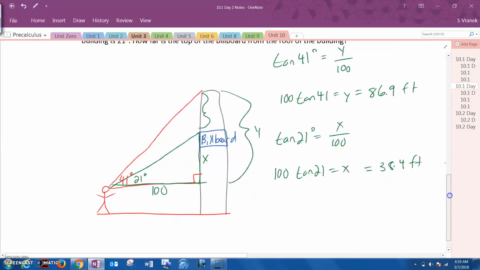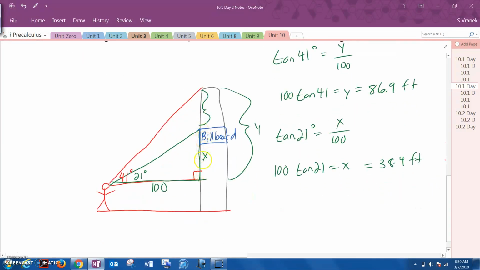So now we have to figure out, well, that's 38.4. The whole thing is 86.9. So the distance between the top of the billboard and the roof of the building is y minus x. So it's 86.9 minus 38.4. And we get 48.5 feet.